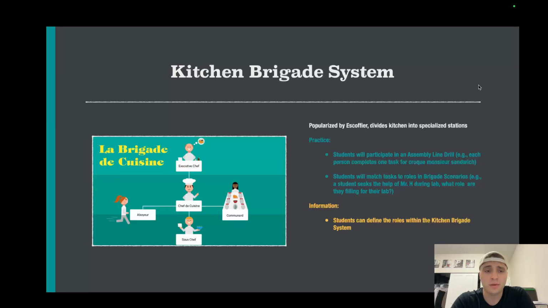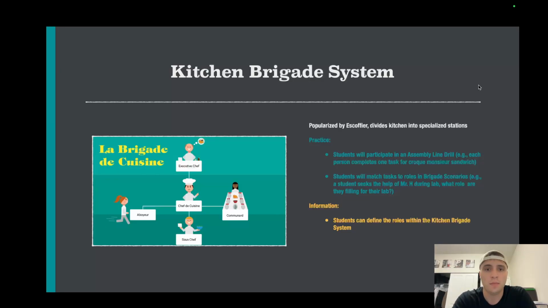Some ways that we can practice implementing a brigade before we do it in lab, and this is another cool one that I found on the internet, is to maybe have students participate in an assembly line drill. So for example, this is my example that I came up with. Let's say we are making a croque monsieur sandwich. You're going to have one person that's getting all the ingredients ready, one person that's going to put the sandwich in the salamander, and then another student that's going to plate it, and then another student that's going to be cleaning the utensils that were used as they go. And it is a one-stop shop at every single step in the process.